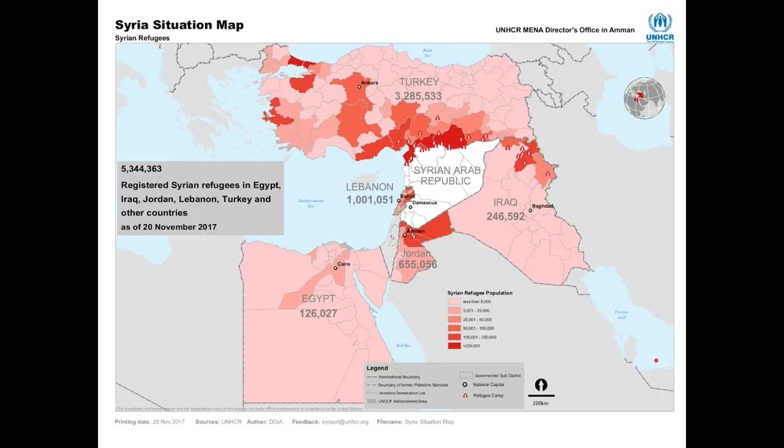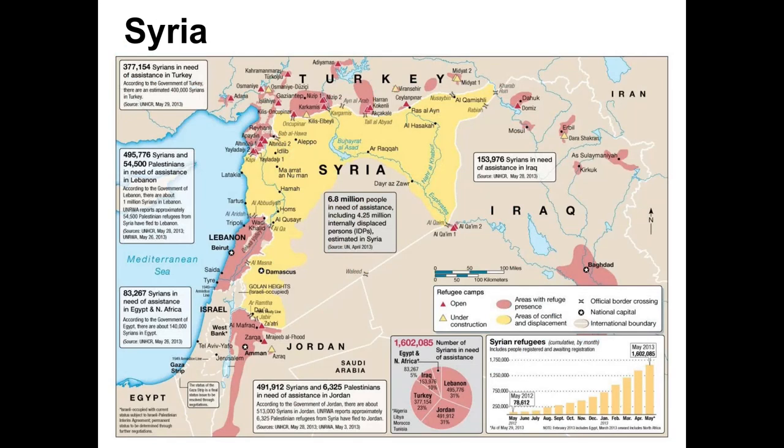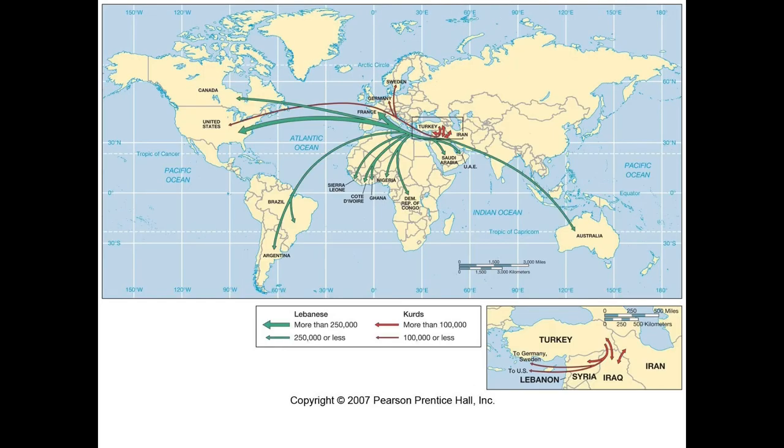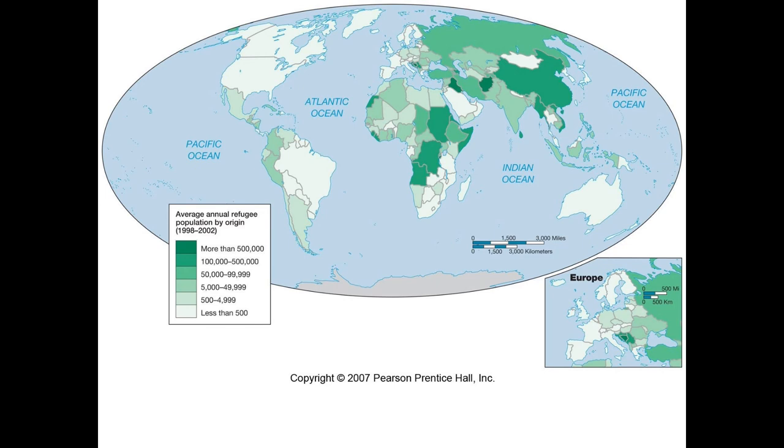Syria, almost 7 million refugees from Syria, many of them going to Egypt, to Jordan, 655,000, Iraq, Turkey, over 3 million into Iraq. More details on the flood of people from Syria. Another map with refugees, 1998 to 2002. So this is ancient history now. Although 98 to 2002, we're still seeing the Gulf War, and this would be Afghanistan under the Taliban that's going on at that point.